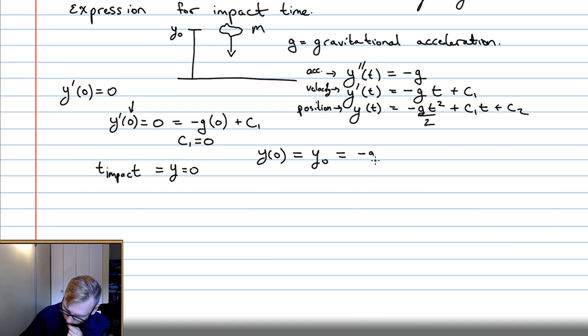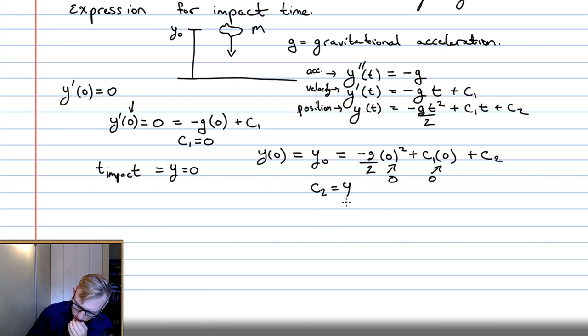So we've got negative g over 2 times 0 squared plus c1, which we found out was 0, but I'll write it in here anyways, just to continue. And then we've got plus a second constant. Well, this is 0, and this is 0. So c2 is equal to y0, so its initial height. Now we can go ahead and continue.